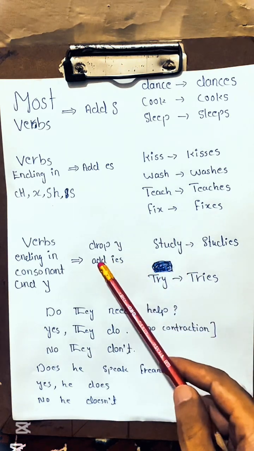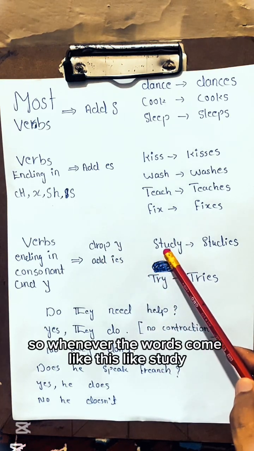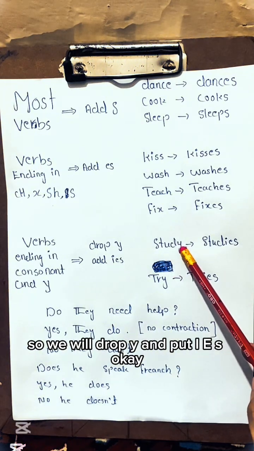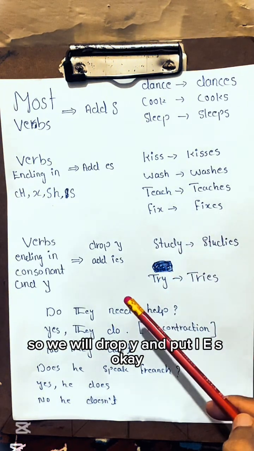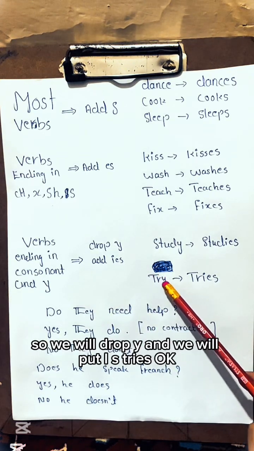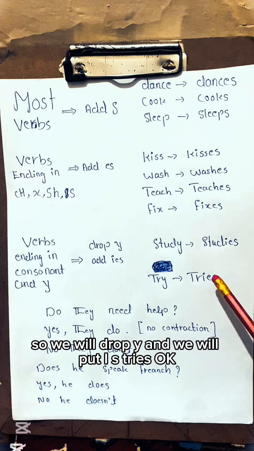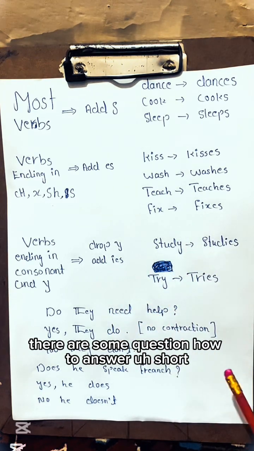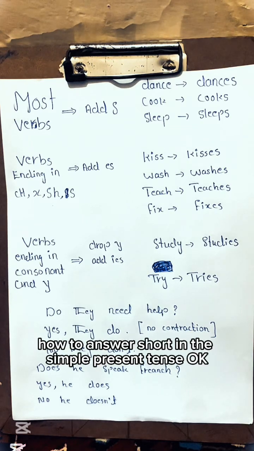Okay? So whenever words come like this, like study, we will drop y and put ies. Then number second, try, so we will drop y and put ies: tries. Okay? There are some questions, how to answer short in a simple present tense.